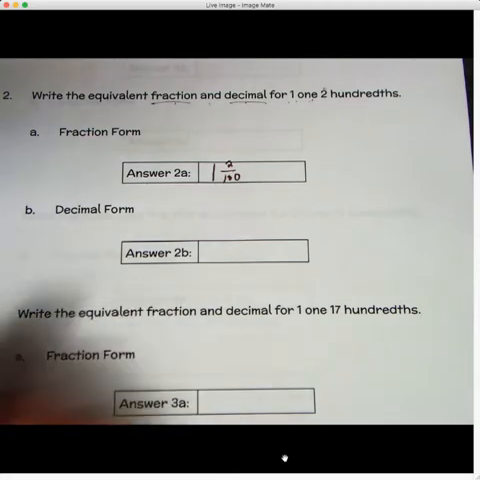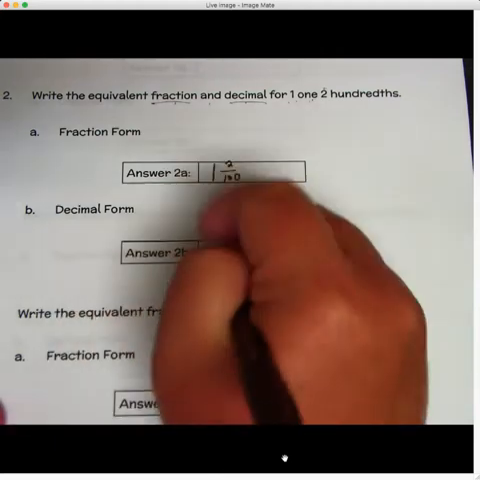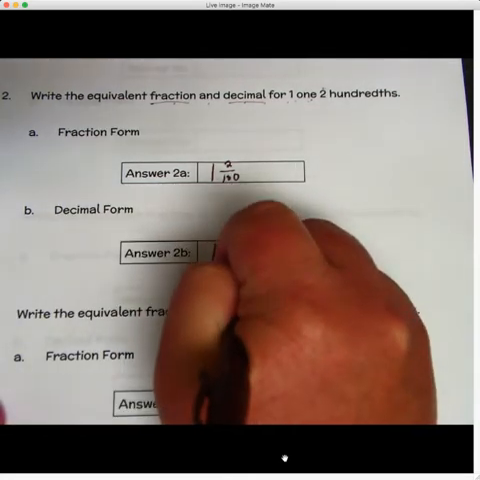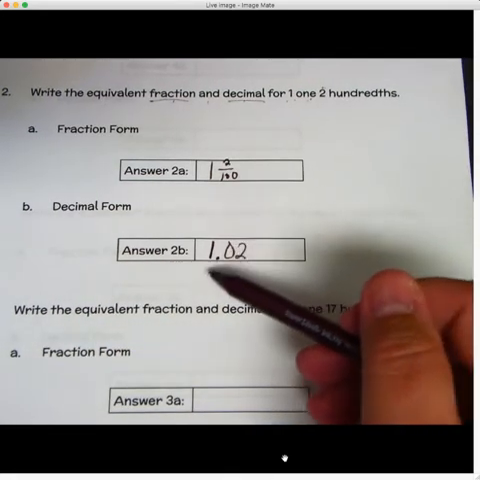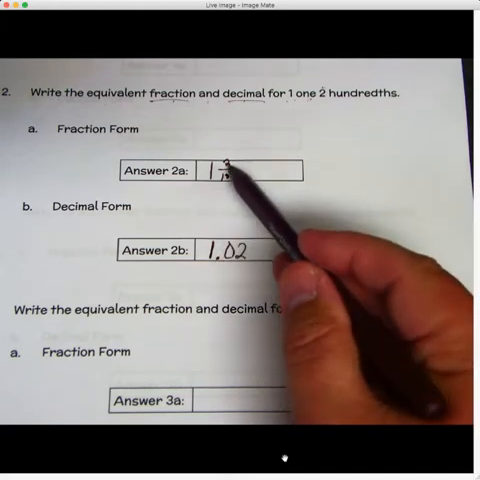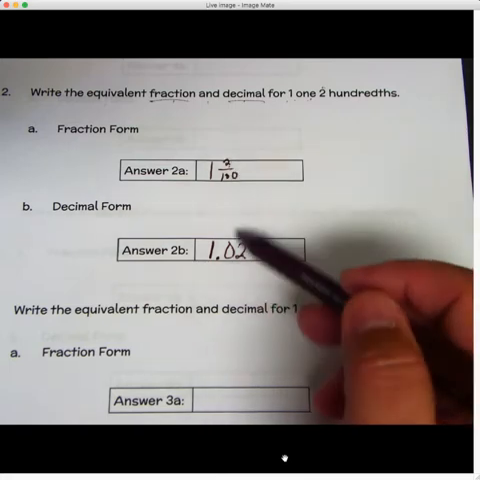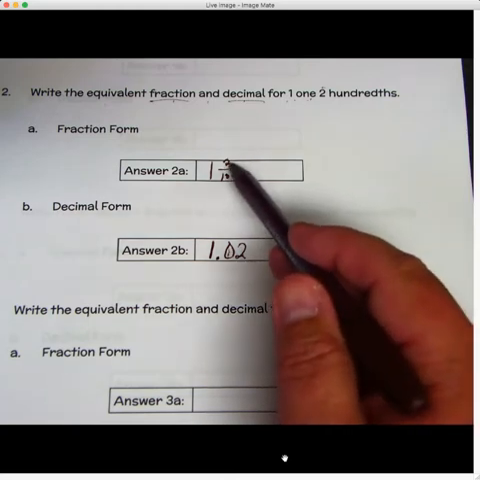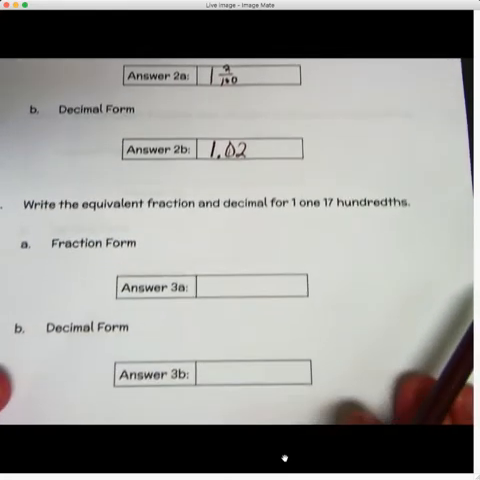Now in decimal form, be careful. We don't have any tenths. We have 1. We don't have any tenths, so we're going to put a 0. And we have 2 hundredths. So 1 and 2 hundredths. Now, notice if we just have that one digit above the 100, that's going to go in the hundredths place. If this was 1 and 22 hundredths, there would be a 2 there in the tenths place, but we don't have any tenths. We just have 2 hundredths. So be careful on these that you don't put that number in the wrong place.